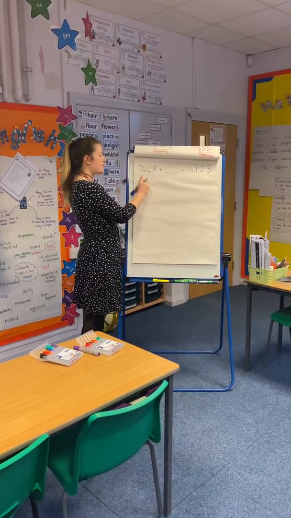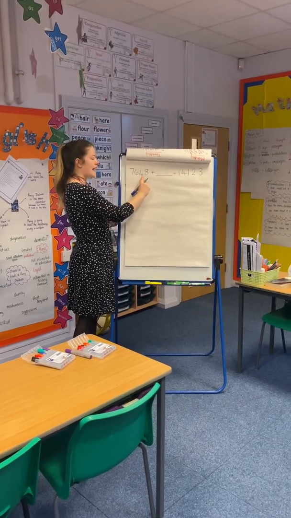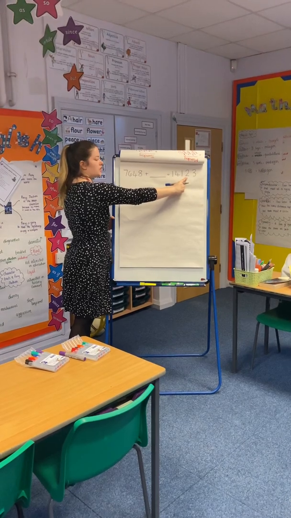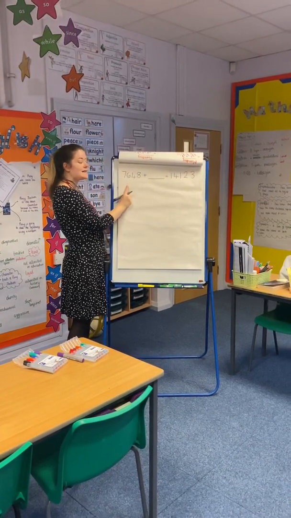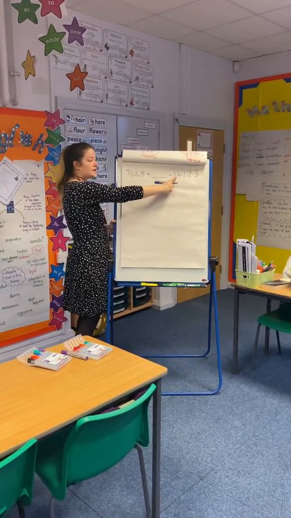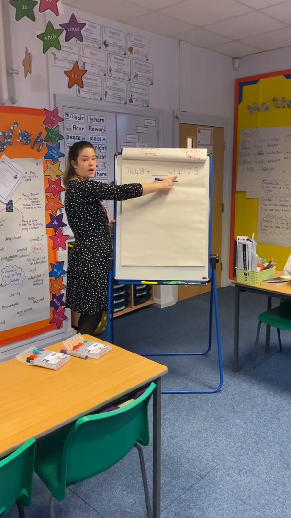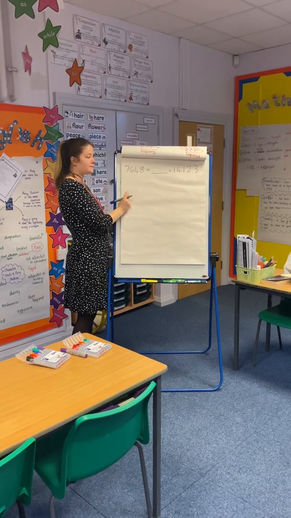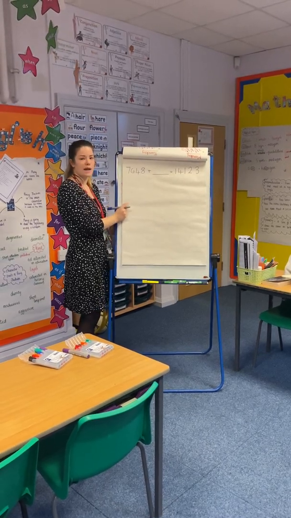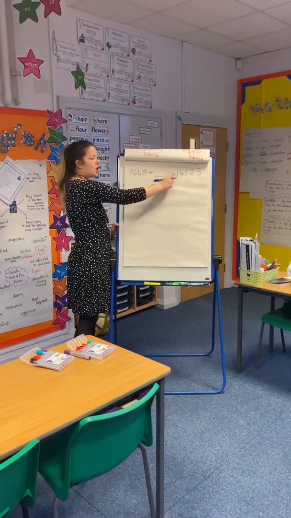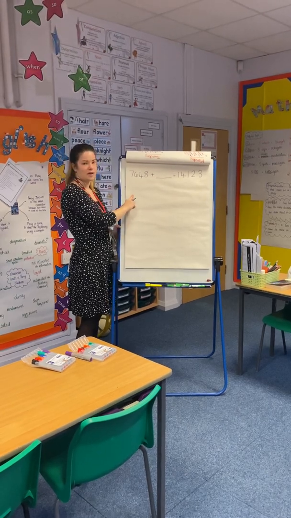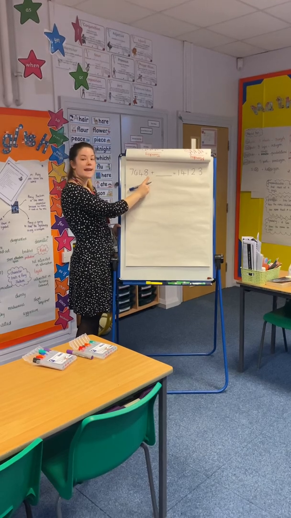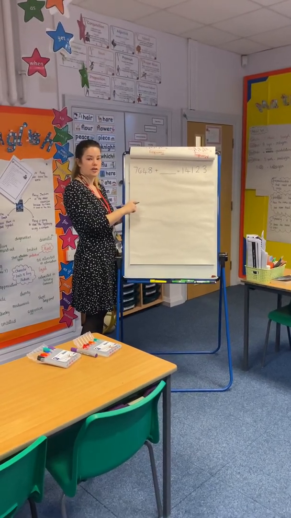So I've got 7,648 add something equals 14,123. Now, in an addition calculation, the largest number always goes at the end of the equation. So I know that if I added these two numbers together, my missing number would be a larger number than my answer. And we know that that wouldn't make sense in our equation. So this means that I need to use the inverse. And the inverse of addition is subtraction.